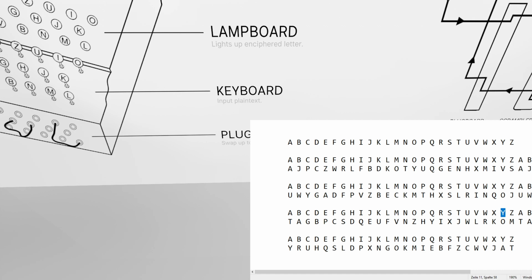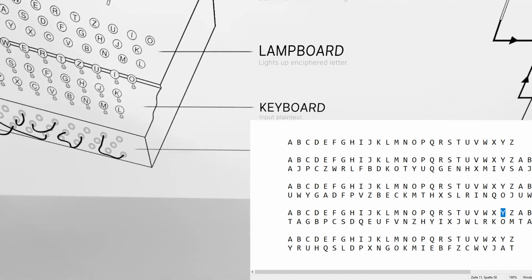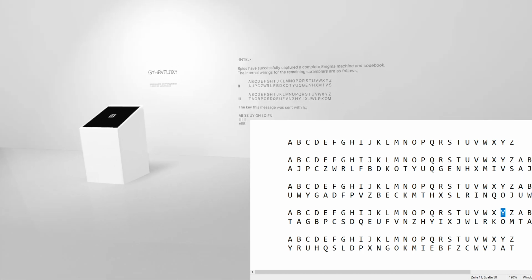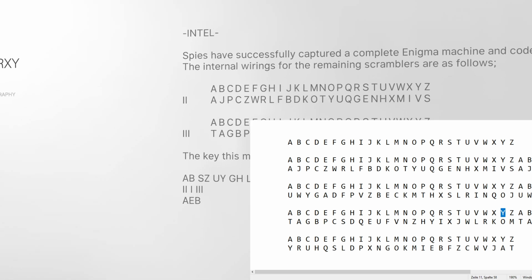Swap up to 10 pairs of keyboard letters. Is this what's happening here? Are A, B, S, Z, U, Y, G, H swapped letters? And then A, E, B are just the starting positions? So Scrambler 1 starts on A, the second one on E, and the third one on B?